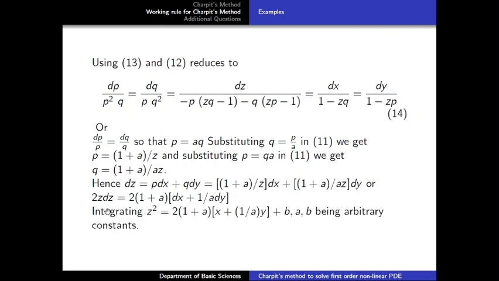While we integrate the left hand side, we integrate with respect to z. Integral of 2z dz is z square equal to 2 into 1 plus a, which is constant, into integral dx is x, plus 1 by a into integral dy is y, plus b, where b is the constant of integration. Now we have z as a function of x and y, and it contains two arbitrary constants, say a and b. This is the complete integral of the given partial differential equation.